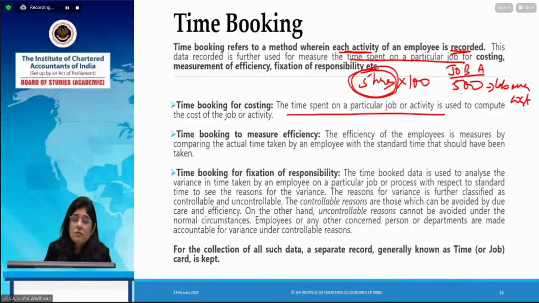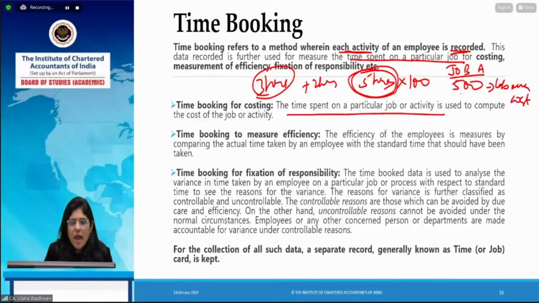Accurate. So time booking department role is very, very important. It has to be accurate. Otherwise, it will hugely affect the labor cost of the product. Clear? Time booking for measuring efficiency, of course, if he has taken 5 hours and he should have taken 3 hours, that means he is taking plus 2 hours extra. So it's very important to measure his efficiency, how efficient he is.